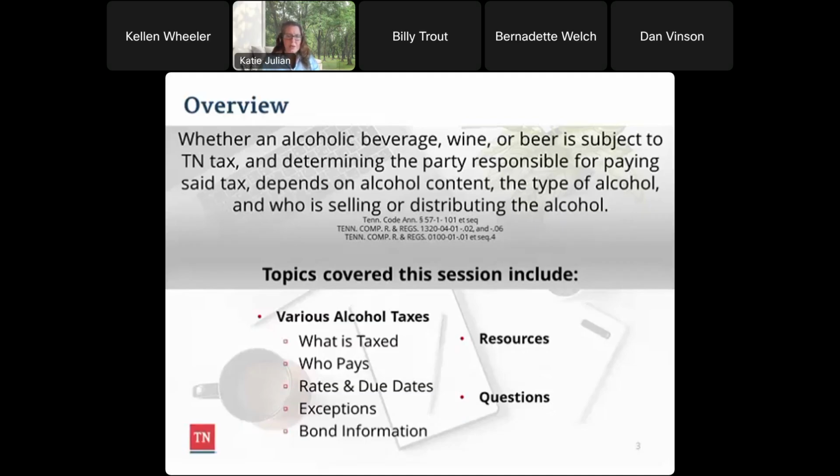You can see here the alcohol rules and laws are in TCA 57-1-101, and you can see here the rules and regulations that these laws and rules are located in. We're going to be talking about various alcohol taxes today, just an overview. We're going to talk about what is taxed, who pays the tax, the rates and the due dates for the taxes, some exceptions, bond information, and some other info. We'll share some resources with you. And like I said, hopefully we'll have time for some questions.